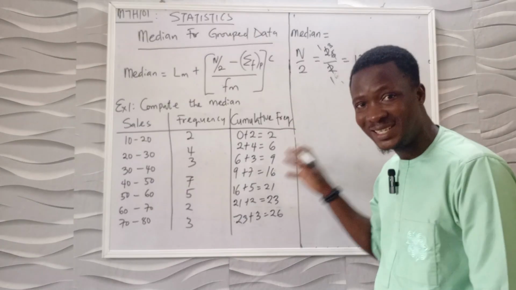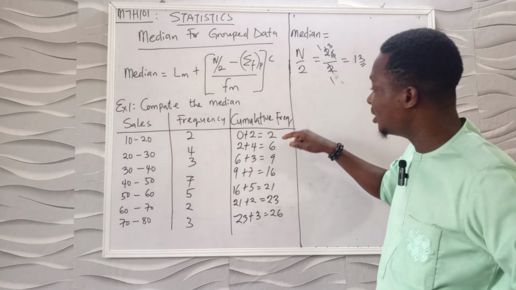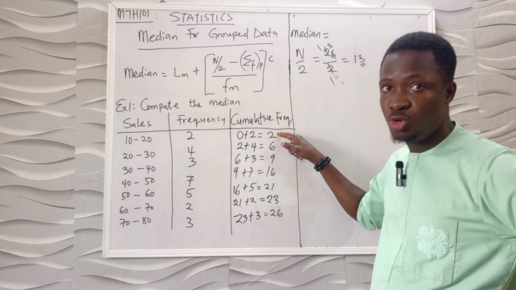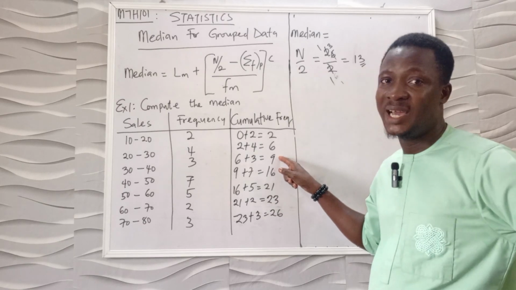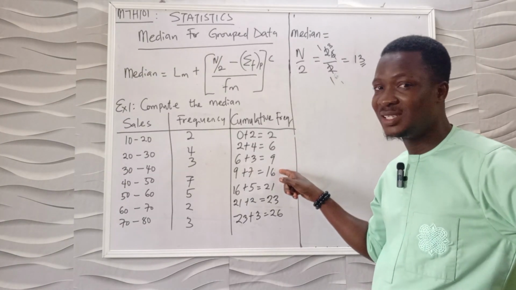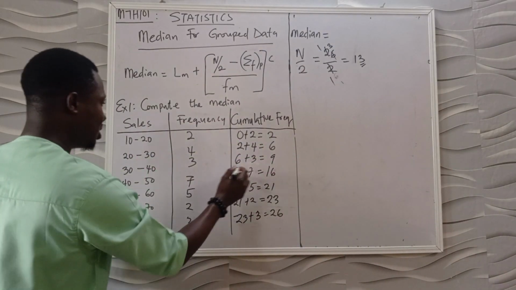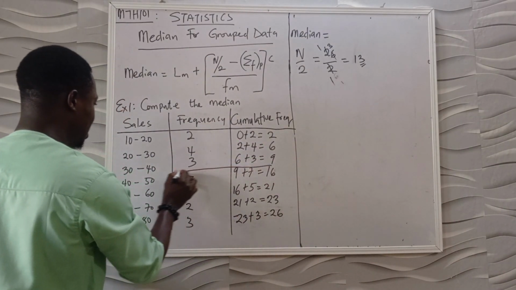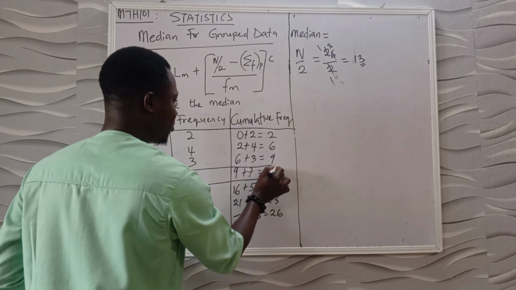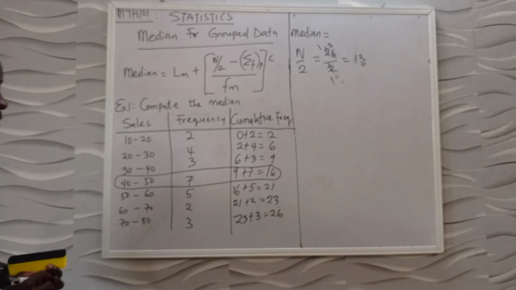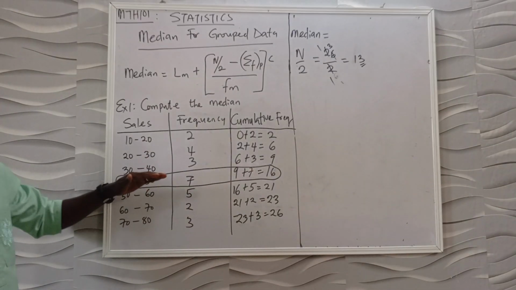Now you go back to your cumulative frequency. Where can I find 13? You ask yourself, where can I find 13 in this cumulative frequency? Let's start from the beginning. Can I find 13 inside 2? No. Can I find 13 in 6? No. Can I find 13 in 9? No. Can I find 13 in 16? Yes, I can. So automatically, this will be where we'll pay attention to. This will be where our median class will likely be.